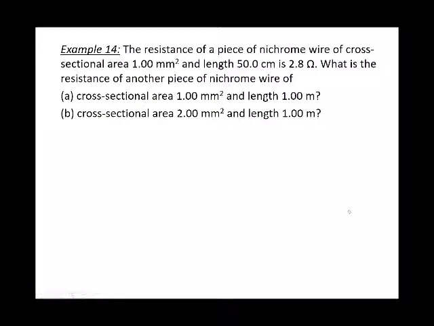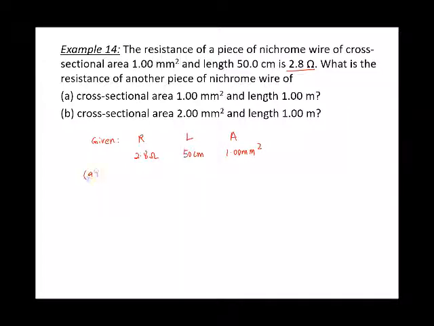Okay, now let's take a look at another example. Example number 14. Same thing, I'm going to do the same thing. What do I know? What am I given at the start? I'm given that the resistance is 2.8 ohms. 2.8 ohm is the resistance. And then the length is 50 centimeters, and the cross-sectional area is 1.00 millimeter square.